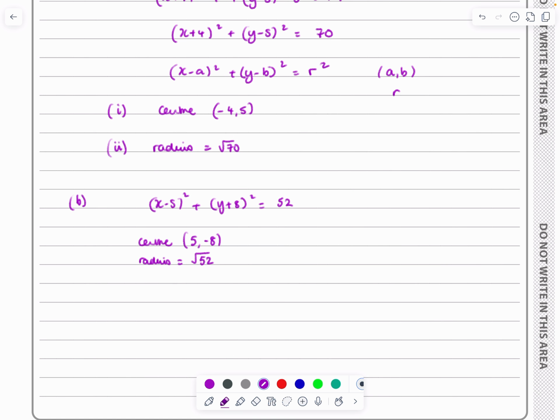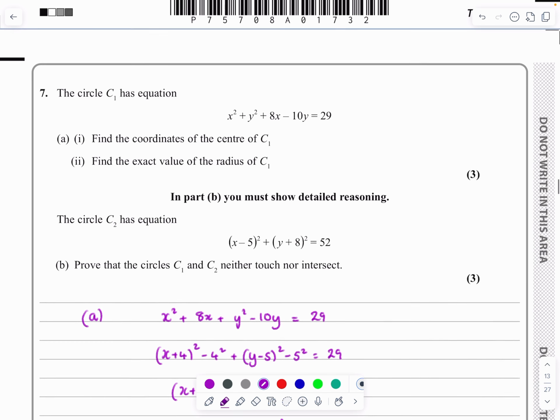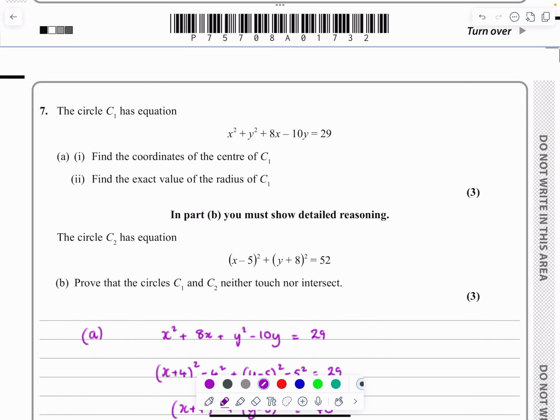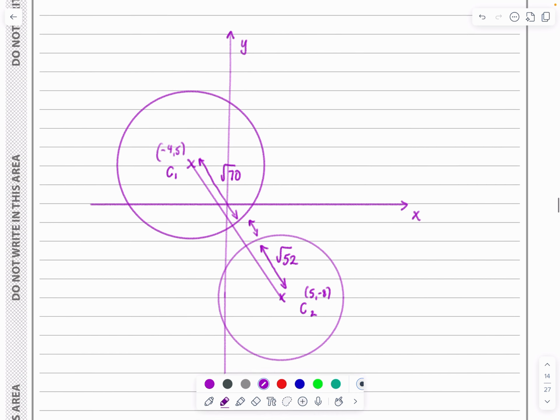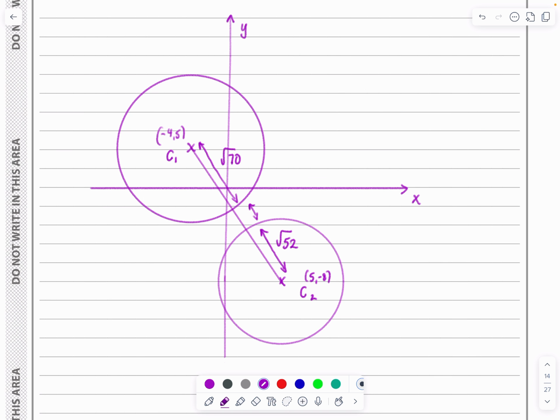So if I've got those two, what are they asking me to do? They're saying prove that these two circles don't touch or intersect. So they don't just about cut through each other and they don't just about touch each other. So what I've done is to just say, well, okay, let's actually draw these out. Now, I haven't drawn it completely to scale, but I've got it in roughly the right idea that if this is circle C1 here, it had minus 4, 5 as its centre and root 70 as its radius, and the other one was 5, minus 8 and root 52.